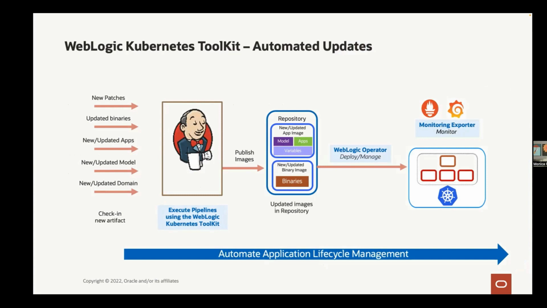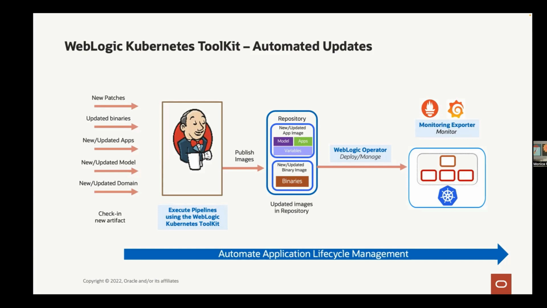You can automate updates to your applications, updates to the configuration by updating the WDT model, and then also to the topology of the domain by adding a cluster or adding servers to your domains. This all can be achieved through CI/CD pipelines and leveraging the tools that are part of the toolkit, leveraging the WebLogic deploy tool, the WebLogic image tool.